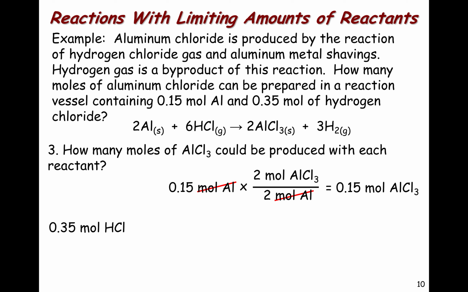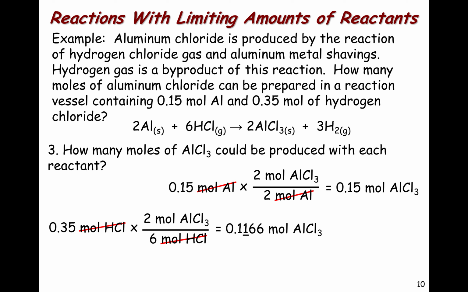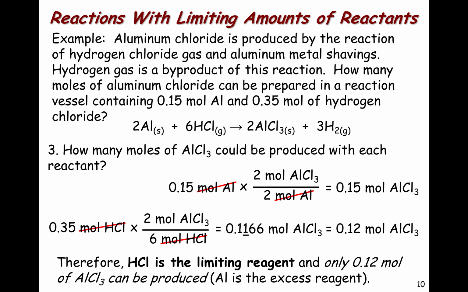Conversely, we can start with the moles of the hydrogen chloride, and in this case the ratio is 2 to 6. And if we then cancel our units and solve for the moles of aluminum chloride here, you see that you get 0.1166, which we would round to 0.12. That turns out to be less than the number of moles of aluminum chloride we would form from the aluminum metal. So therefore, this is the maximum amount of aluminum chloride that could be formed. It also then tells us that the HCl is the limiting reagent and the aluminum is in excess.